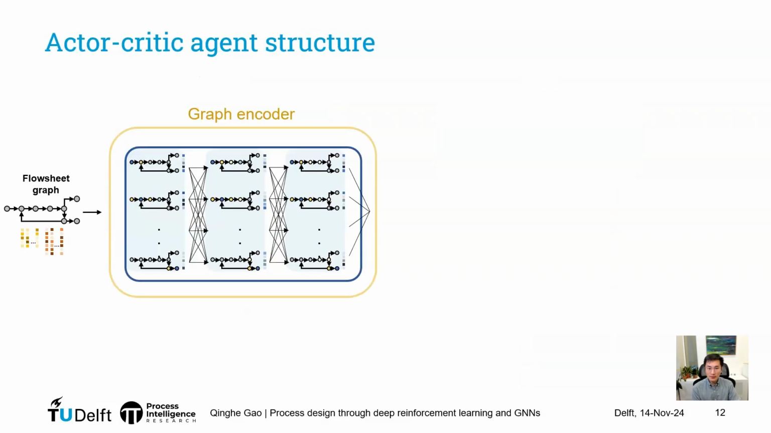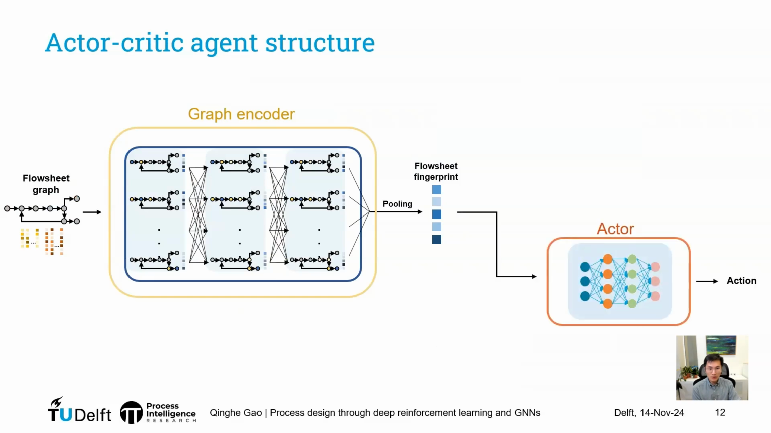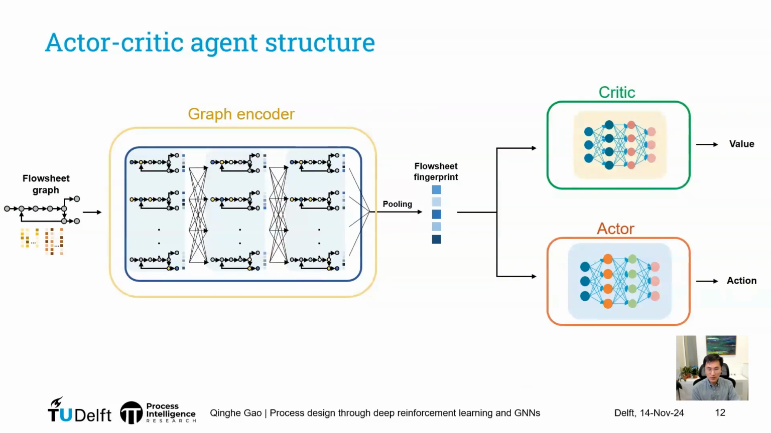Once the message passing phase is finished, we use a pooling function to aggregate all the updated node features into a single vector, the so-called flowsheet fingerprint. Once we have the flowsheet fingerprint, we can build our actor-critic network. First, we have an additional actor network to output the actions. Then, to evaluate the action the agent has taken, we have an additional critic network to produce a value.